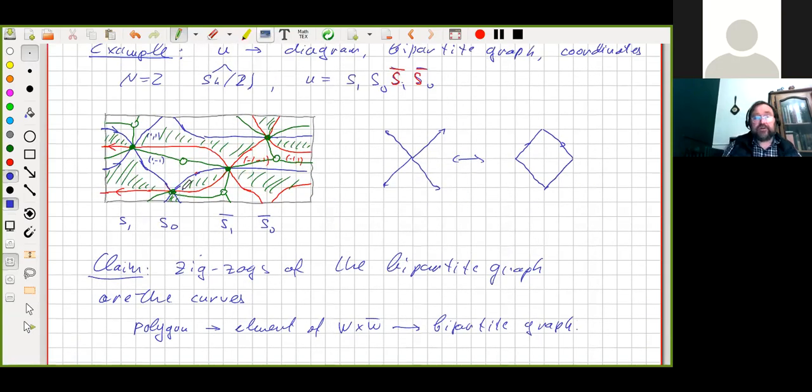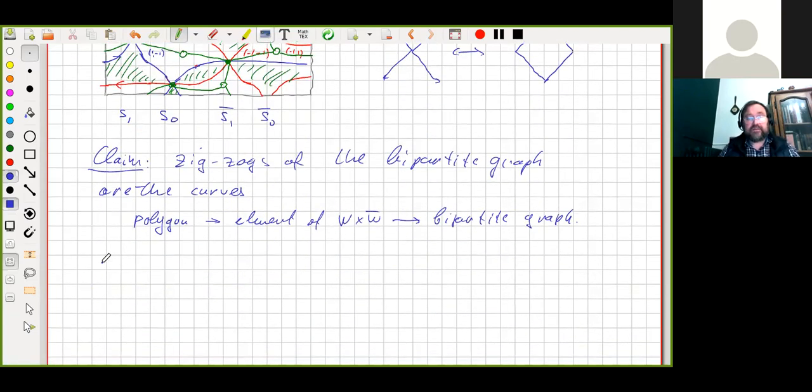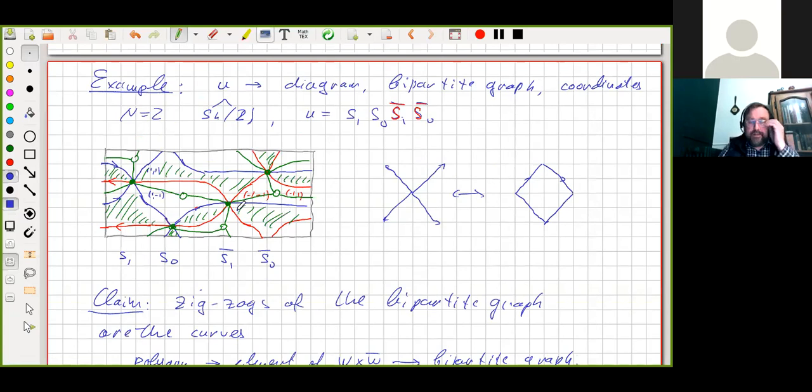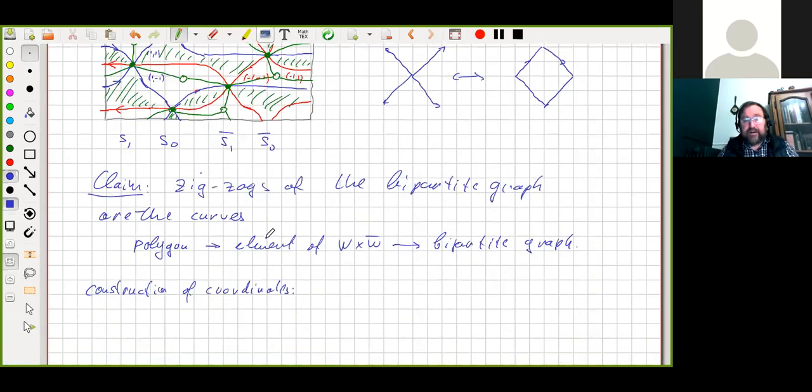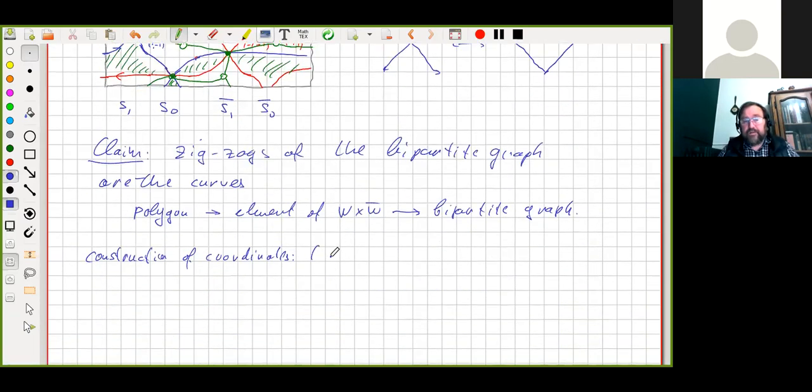So there are 5 minutes. I will try to explain that this is something which allows me to give coordinates. So for example, construction of coordinates. And the coordinates are a little bit complicated, but the idea is the following. So let's take, the coordinates, actually they correspond to faces.